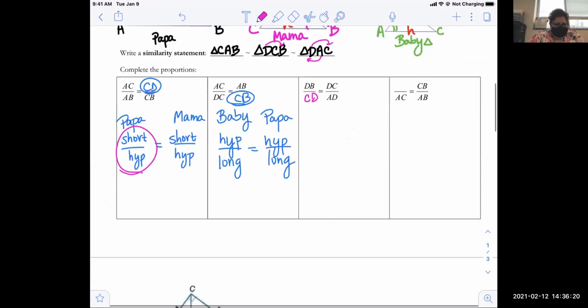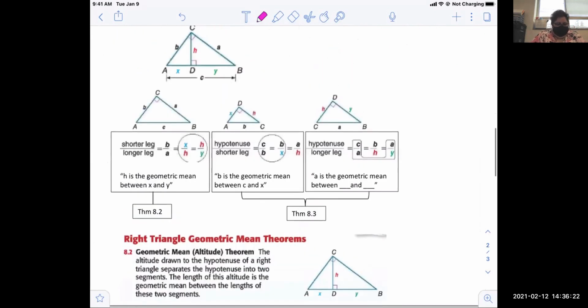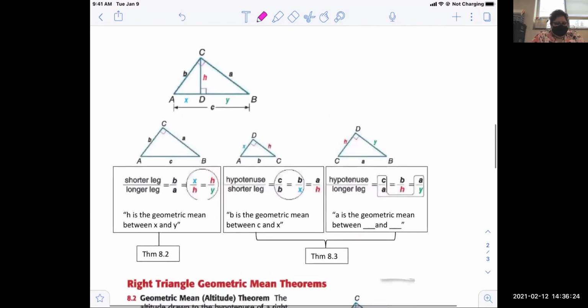Okay, I'm not going to do the next one because I want to make sure we have enough time to talk about some examples. This is just explaining what we just talked about, how you can compare the different triangles. This is comparing all 3 triangles here, all 3 triangles here, and all 3 triangles here. And the geometric mean idea is that H shows up in both of those proportions, opposite corners. Here it's B, here it's A.